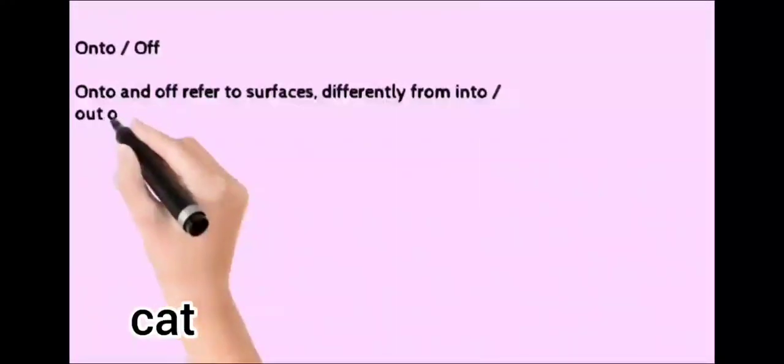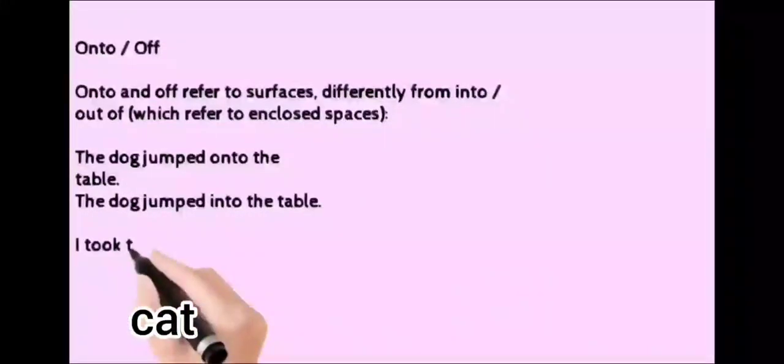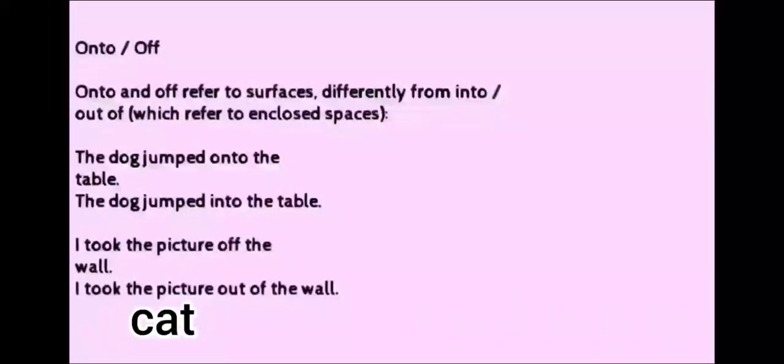Onto and off. Onto and off refer to surfaces, differently from into and out of. Remember that into and out of refer to enclosed spaces, whereas onto and off refer to surfaces. When we talk about plain surfaces, we use onto and off. The dog jumped onto the table or the dog jumped into the table. Which is correct? Yes, the first one is correct because the table is a surface, not an enclosed place.